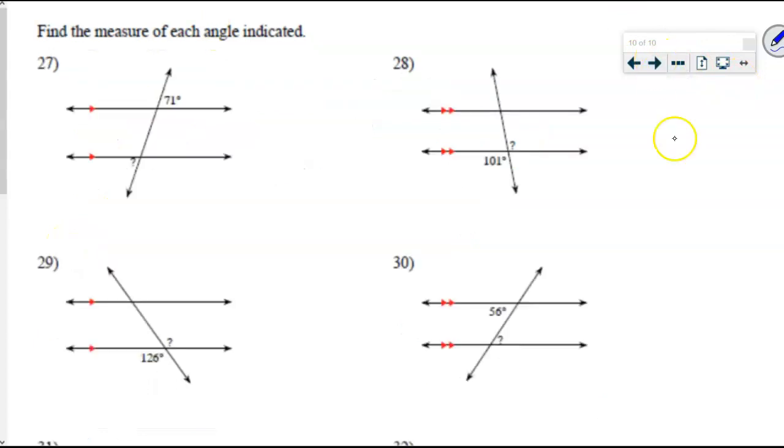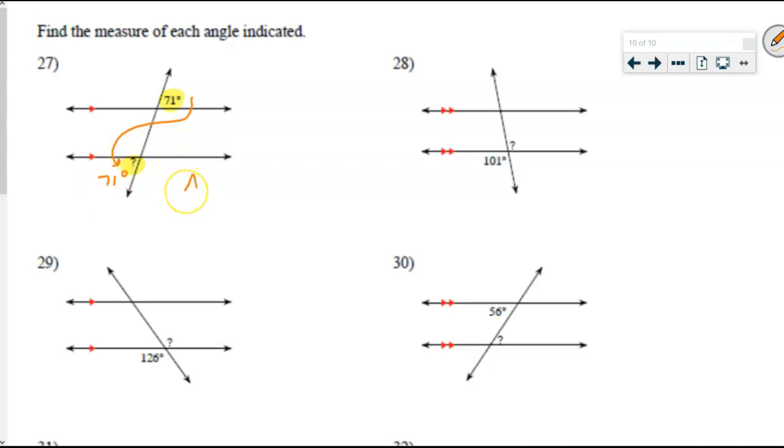All right, and the last set of problems, the last type of problem that you're going to see. Find the measure of each angle indicated. We're going back to the beginning. Hey, wait a second. Don't we know the relationship between this angle here and this one? That's alternate exterior angles. And we know that alternate exterior angles are congruent. So if this one is 71 degrees, then this one is going to be 71 degrees.